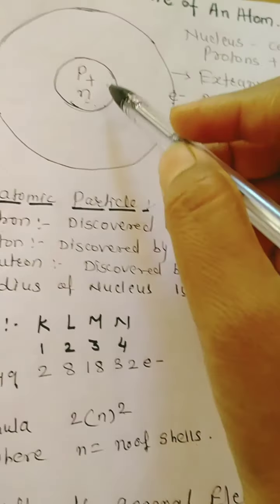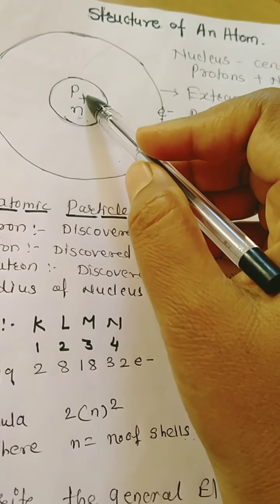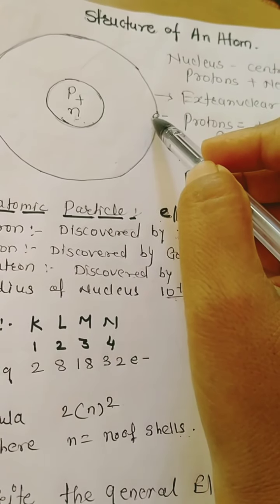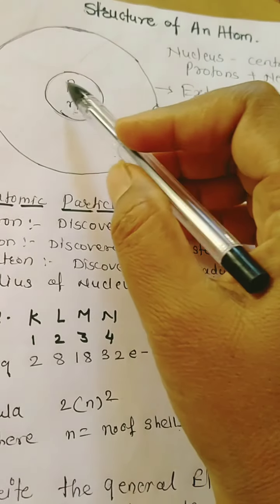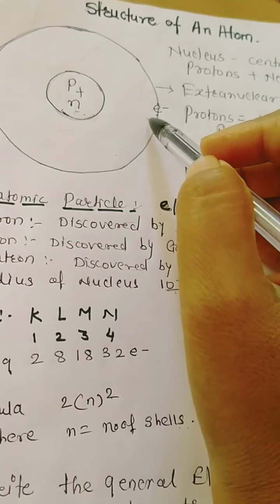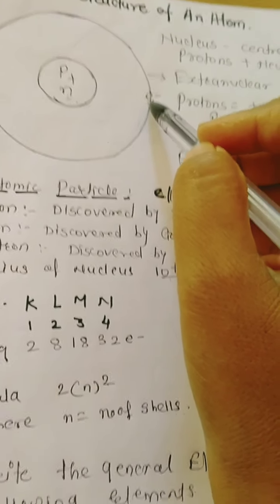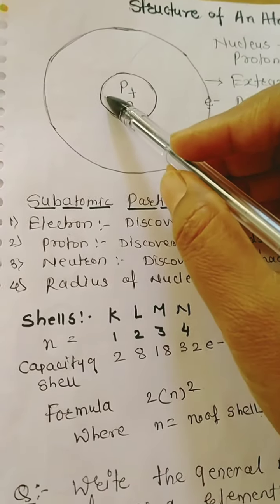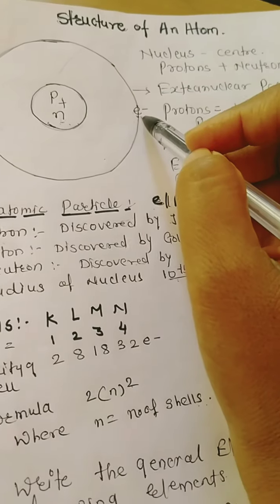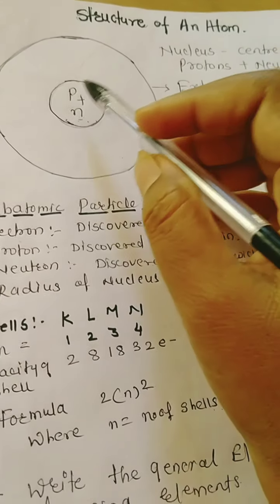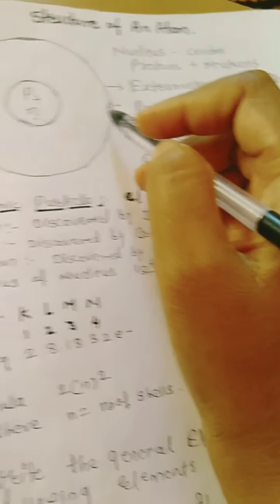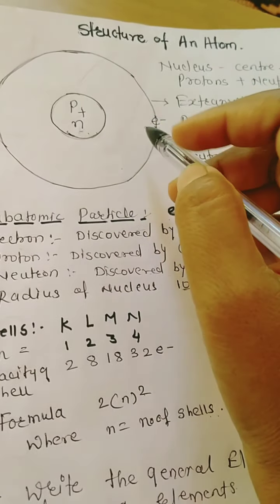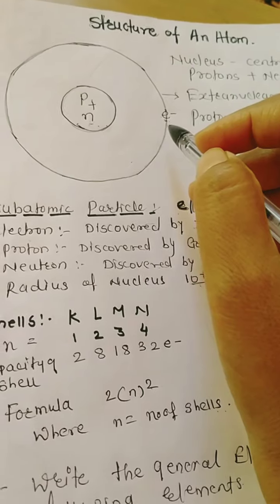As we know, proton is present in the center of the nucleus and electron is present in the extranuclear part. Charge of proton is positive and charge of electron is negative. Number of protons is equal to number of electrons. Therefore, the charges of protons and electrons compensate each other and the atom becomes electrically neutral.